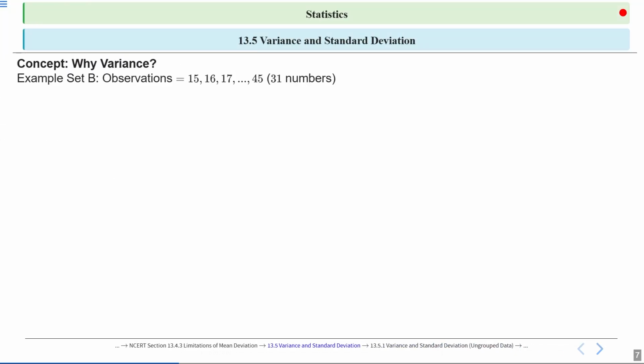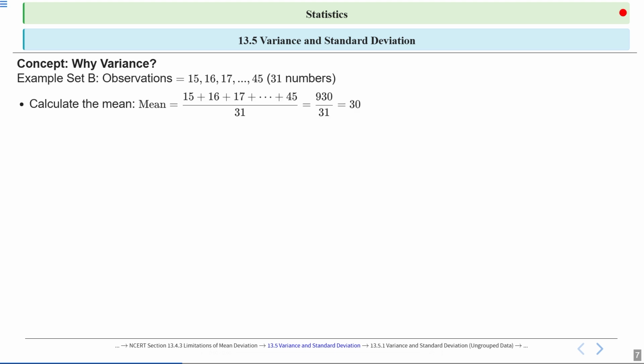Now we are exploring the concept of variance. Here we are taking an example, set B. The observations are 15, 16, 17, and so on up to 45. So there we have 31 numbers.